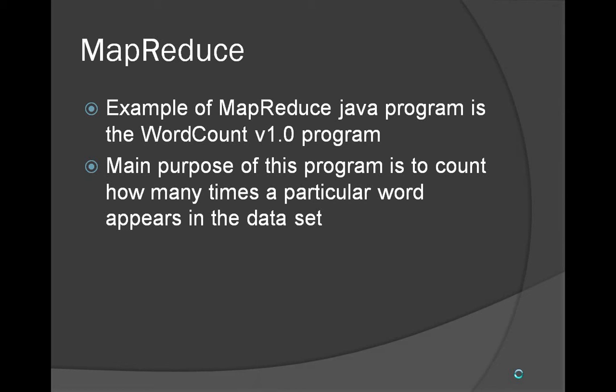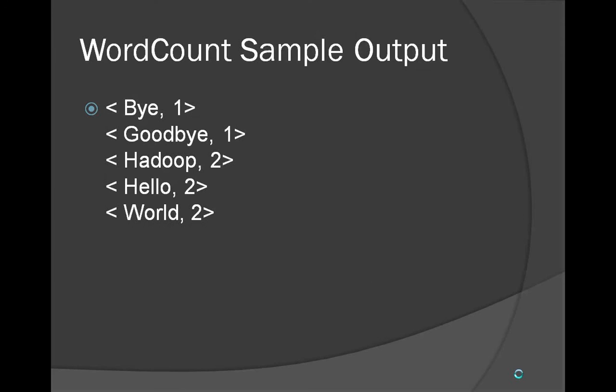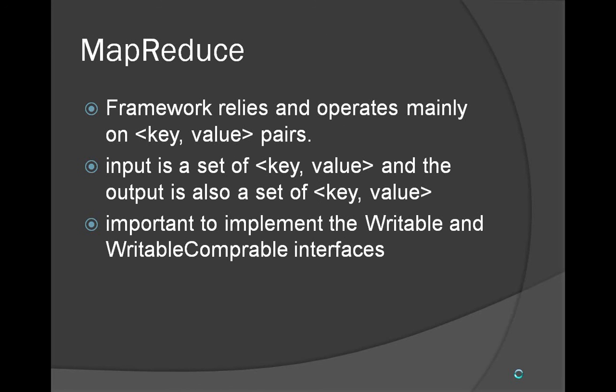Okay, so when writing a MapReduce Java program, it is important to remember that this framework relies and operates mainly on key value pairs. The input is a set of key value pairs, and the output is also a set of key value pairs. In addition, it is important to implement the Writable and WritableComparable interfaces. Important interfaces in MapReduce include the Mapper and Reducer interfaces, which implement the map and reduce methods.